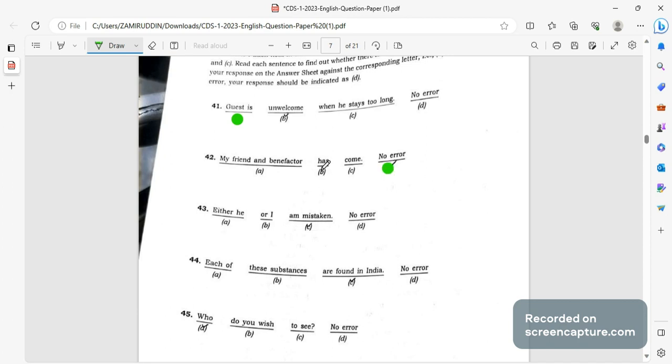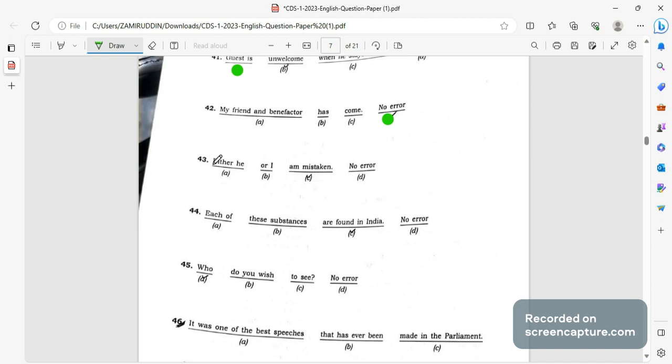You remember it like this: has is only used when we are talking about one person. So here you can see clearly, my friend is one person, benefactor is the second person. So you're talking about two persons. So it is has, so it is the correct one. Either he or I am mistaken. Whenever you are using the third one, you are using or.